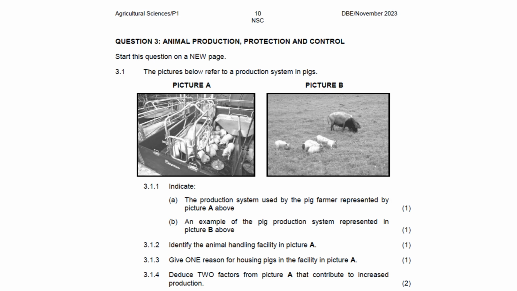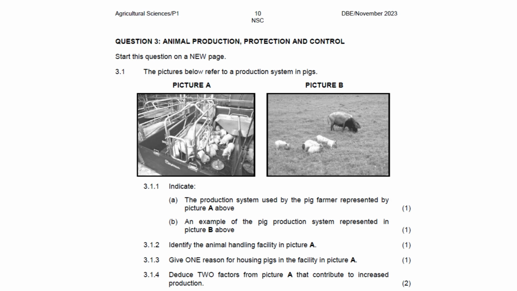Right. And then we have the next question, an example of the pig production system represented in picture B above. Now, this is a free range system. And why am I saying this is a free range system? You can see for yourself in this picture that these animals are actually allowed to roam around in this field, and they are not confined in any pen as compared to the next picture.